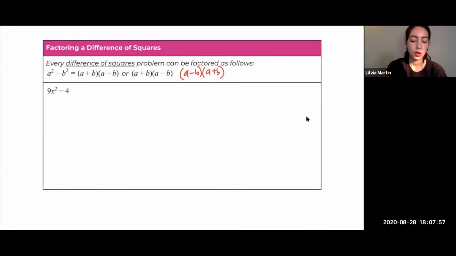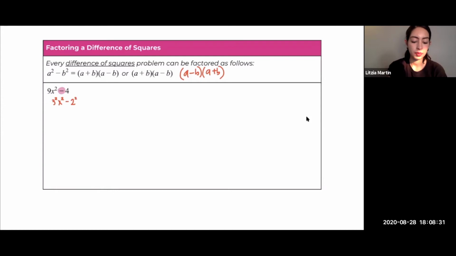So what we're doing here is we need to see if we have squares, first of all, right? We have a minus, so that means we have the difference. Now we have to see if they're both squares. So I know that 9 is the same thing as 3 squared. And x is already, we can see, squared. And 4, I know, is 2 squared. So every single term in this problem is a square. So that means I have the difference of squares.